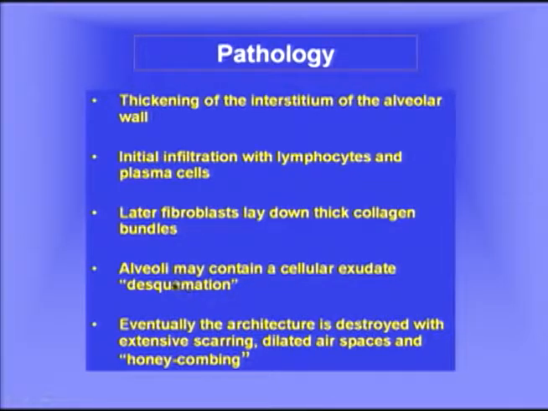In the process, the alveoli may contain a cellular exudate, and that's called desquamation, and that is part of the pathogenetic process, this period of desquamation. Eventually the architecture of the parenchyma is essentially destroyed with extensive scarring. You've got lots of type 1 collagen, you get dilated air spaces, and eventually you get what's called honeycombing, as we'll see in a moment.